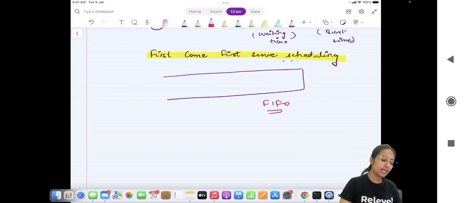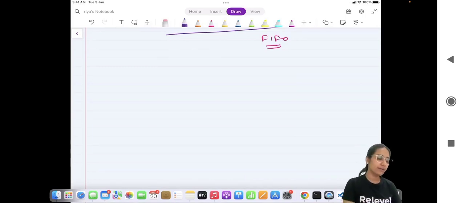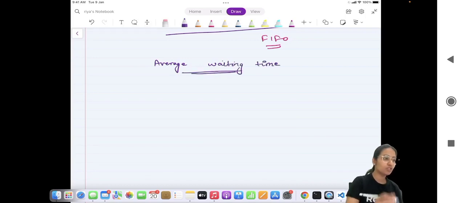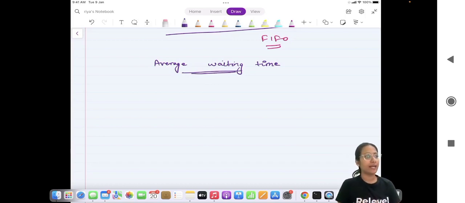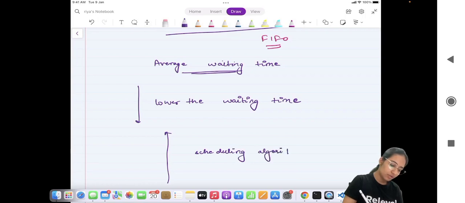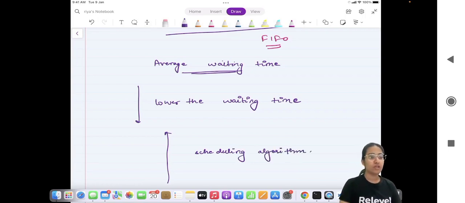Now understand one thing, that for any algorithm that you study, there is a concept of average waiting time. That means on an average, how much a process needs to wait in order to actually get the allocation for the CPU. Remember, the lower the waiting time, the better is the scheduling algorithm. So what we'll do is we'll take a look at a few processes over here and then we'll understand this.